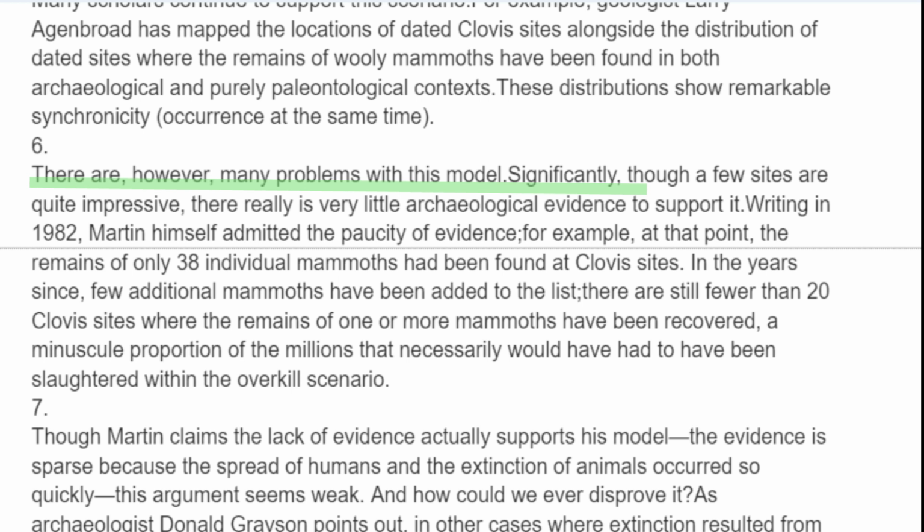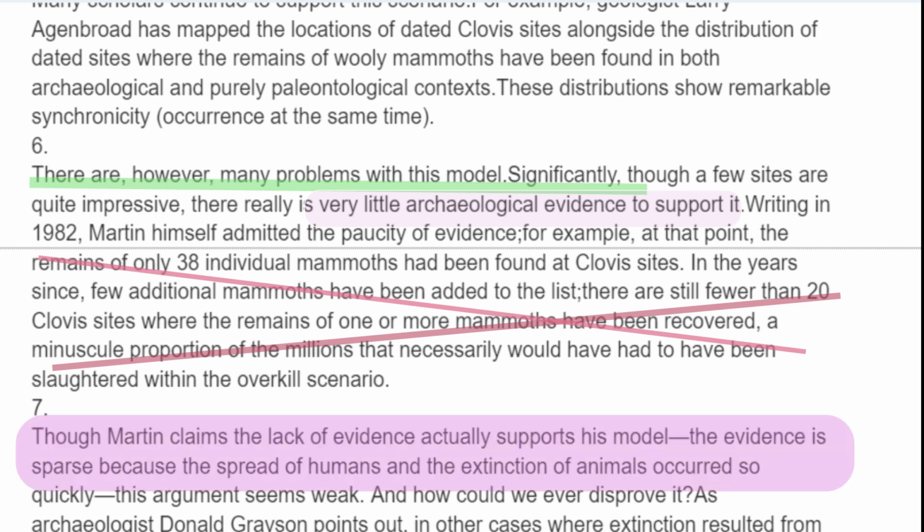So what is the problem with the hypothesis? The problem is that very little archaeological evidence is there to support the hypothesis. Martin actually admits this problem, but what is his response to the problem? His reaction is that the lack of archaeological evidence actually supports his model. His reasoning here is that there is no evidence because it happened so quickly.